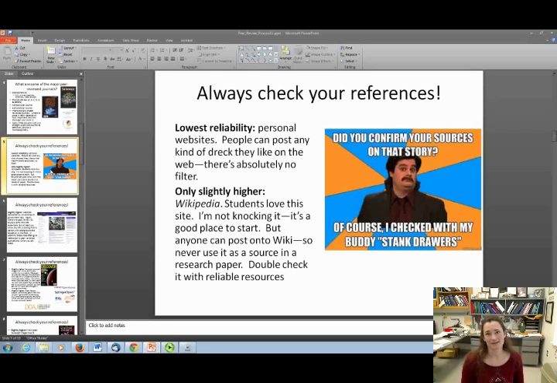Only slightly higher than that, I'm sorry, I know, is Wikipedia. I love Wikipedia too. I use it as a starting place all the time, but I do go on then to check my references. The reason is that anybody can get on there and mess with Wikipedia. I can get on there right now and write a Wikipedia article, and I could make it intentionally wrong, and don't think that people don't do this. They do. So you need to double check it with more reliable sources.